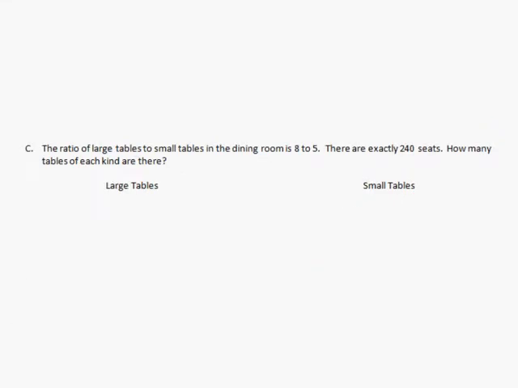The ratio of large tables to small tables in the dining room is 8 to 5. There are exactly, let's underline stuff, large to small, 8 to 5. There are exactly 240 seats. How many tables of each kind are there? Let's see how we want to do this. So, 8 large, 5 small. There's 10 seats per large table, 8 seats per small table.